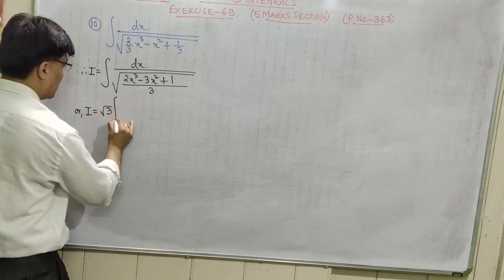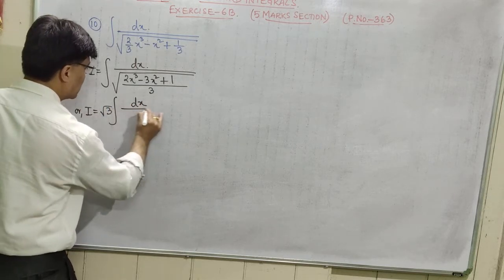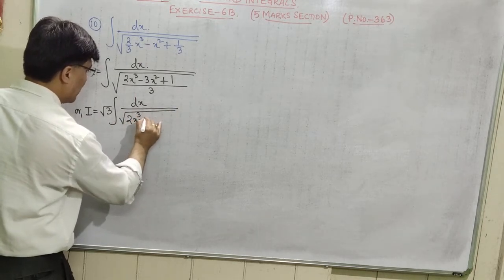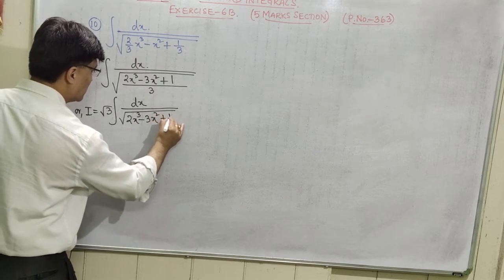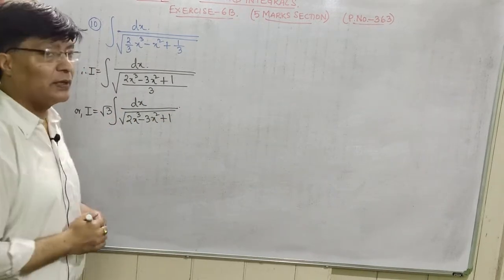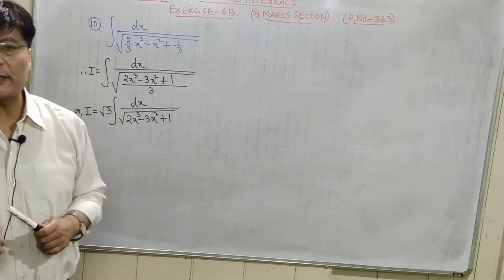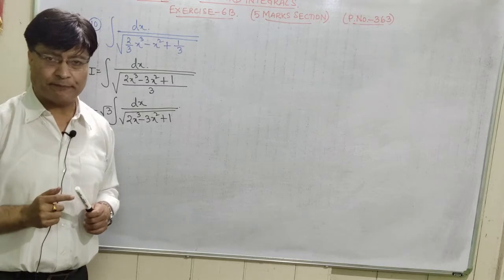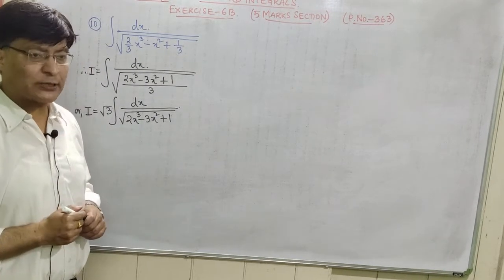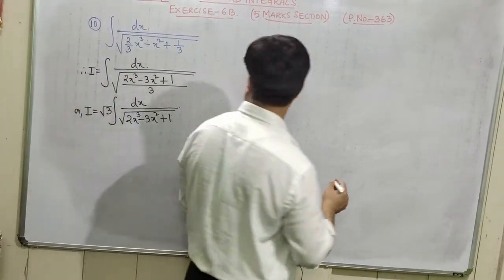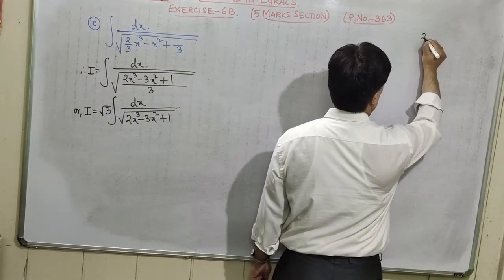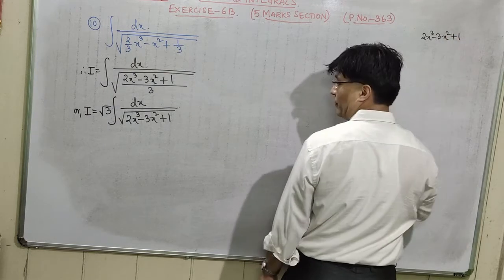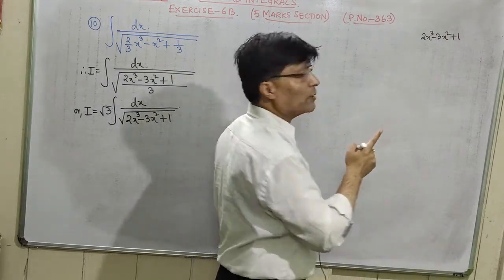That is root 3 integration of dx divided by root over 2x cube minus 3x square plus 1. Okay. Now you have to factorize the expression in the square root, because this is a cube expression. So you can factorize this expression. Okay. So let us write down the expression in the square root here. That is 2x cube minus 3x square plus 1.